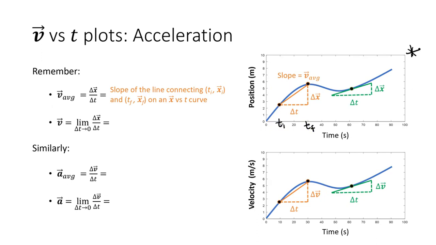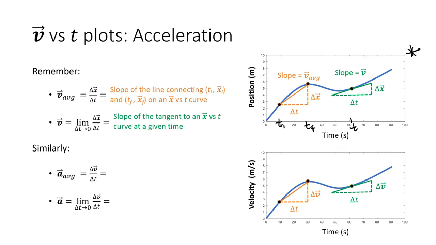Okay, and then we said that the instantaneous velocity was really the slope of the tangent to the curve at a given time. So for my time of interest right here, I could draw in a tangent to the curve at that point in time, and then my instantaneous velocity would be the slope of the tangent to the curve at that moment in time.